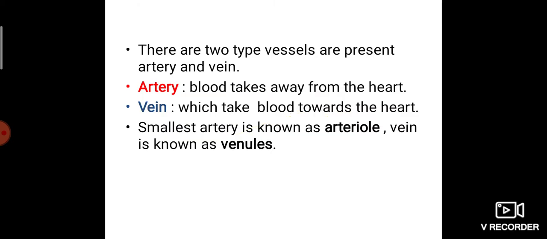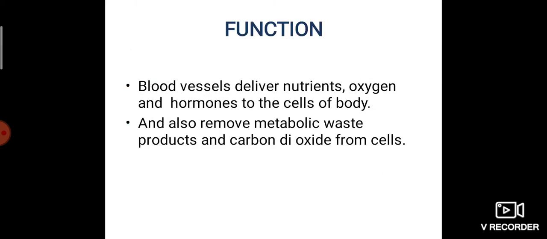Anyway, arteries and veins are doing two different functions. Arteries take blood from the heart to supply the different parts of the body, while a vein takes impure blood from tissues and carries it towards the heart. So both are doing two opposite functions. The smallest arteries are called arterioles. The smallest veins are called venules.